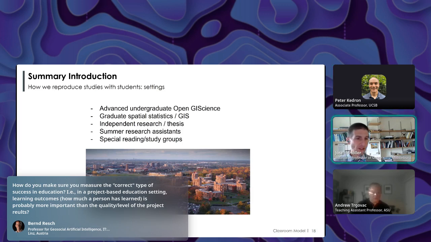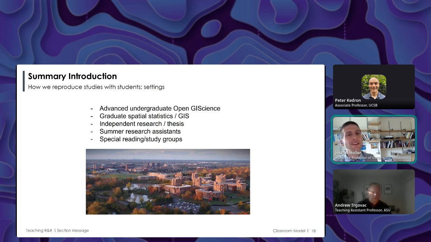Yeah, for an overall introduction to how we've actually implemented this, let's start with our geographic and situational context. We have completed reproduction studies in advanced undergraduate open GI science courses at Middlebury, in graduate spatial statistics and spatial analysis courses at the University of Arizona and the University of California, Santa Barbara, and in independent research and thesis projects, summer research internships, and as the focus of special reading or study groups focused on learning new methods. For example, Peter led one on spatial Bayesian statistics. A group of graduate students wanted to learn that new method, and they approached learning it by doing a reproduction and replication study together.